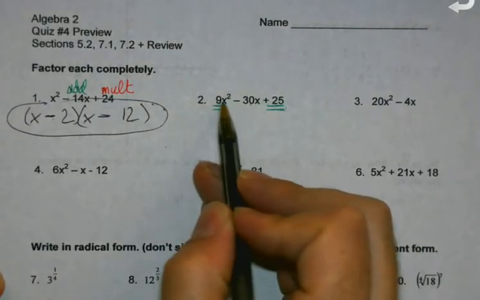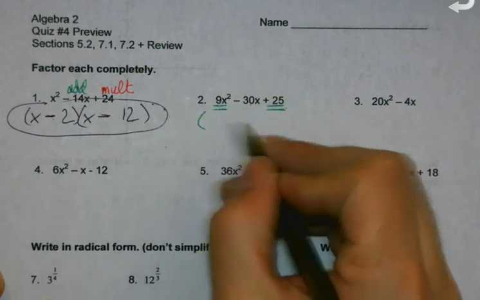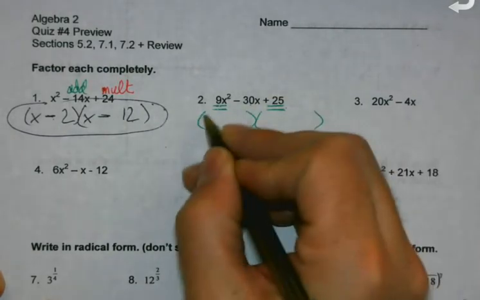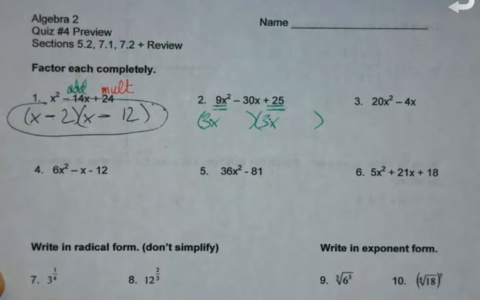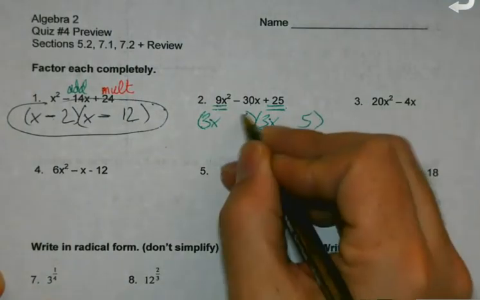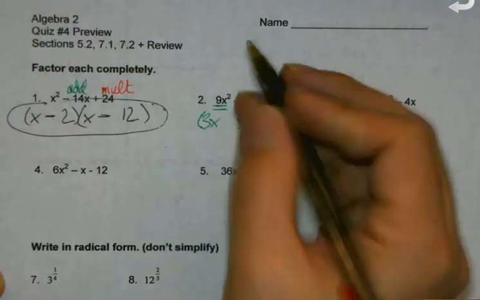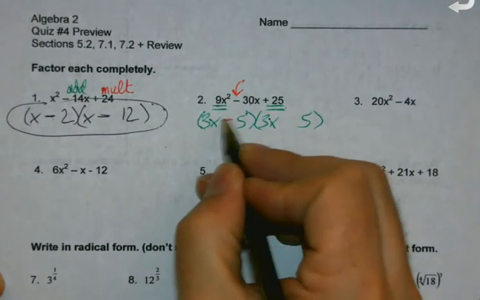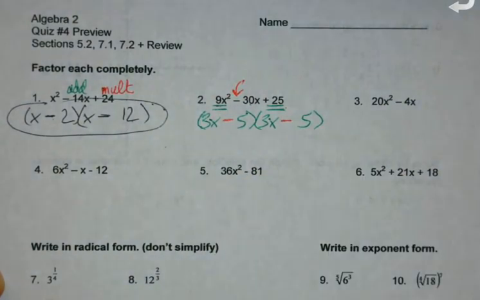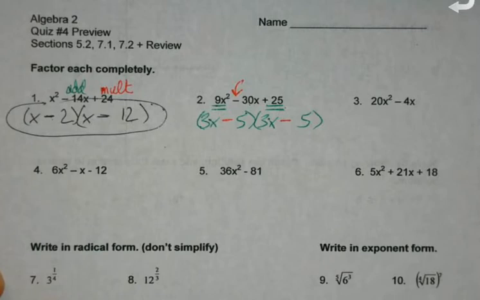What do I square to get 9x squared? 3x. What do I square to get 25? 5. And then to get my sign in the middle, I just steal it from whatever sign's in my middle term. And I'm done.